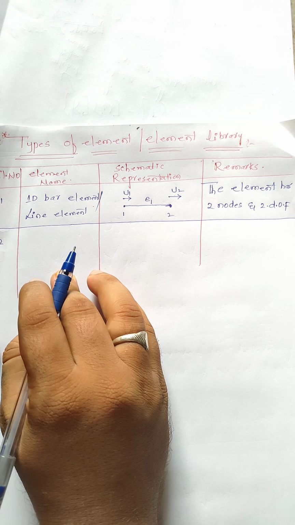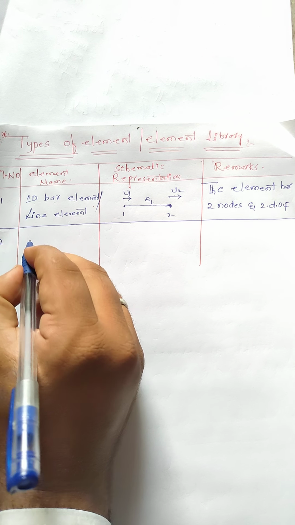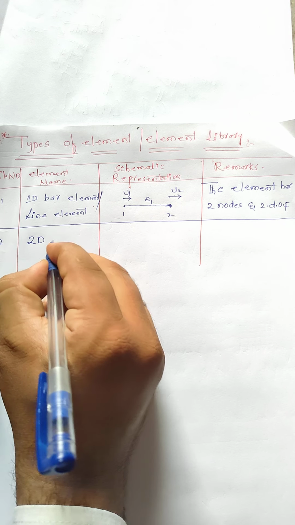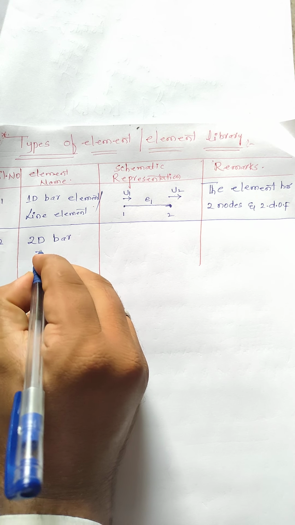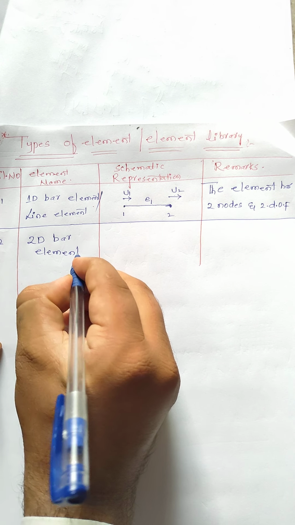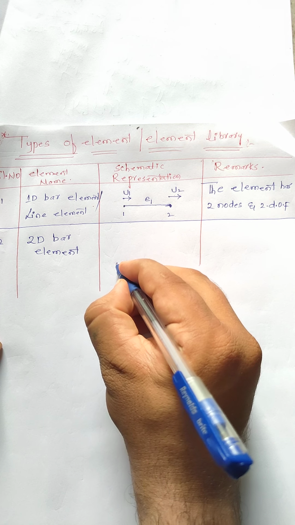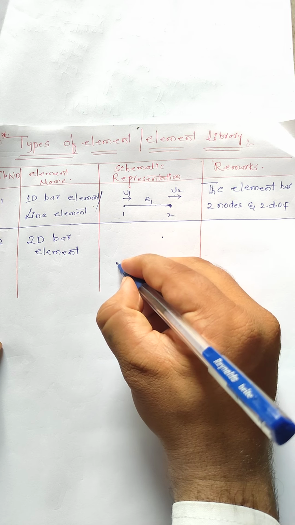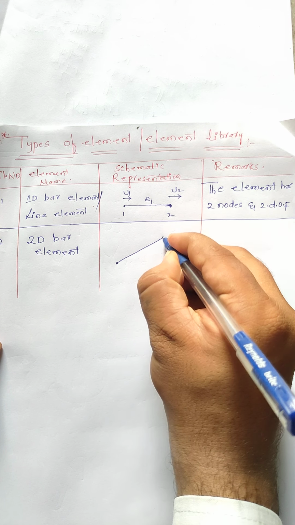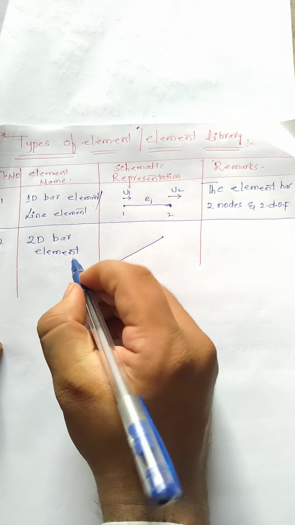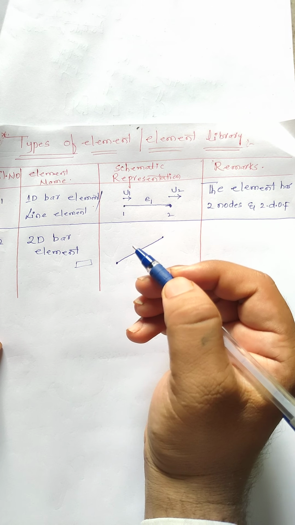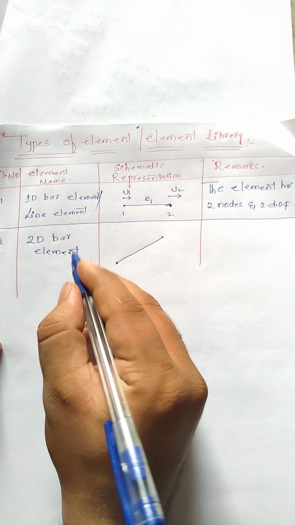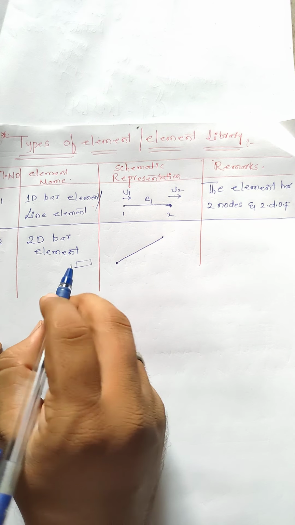serial number second. Again we are discussing about 2 dimension bar element. It is represented by 2D bar element. Is it right? So let us see, this is the first point and this is the second point. Joining the first node to the second node, the structure is 2D, 2 dimension. If it is 2 dimensions, it means x direction and y direction.